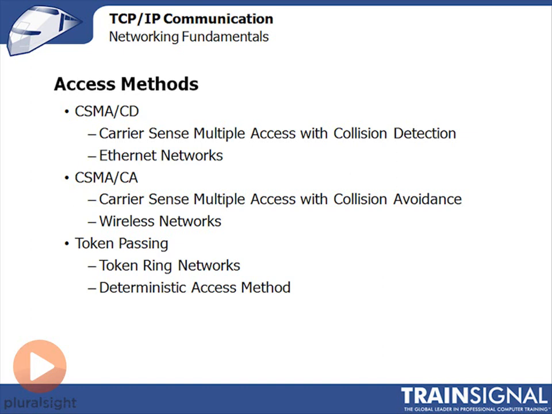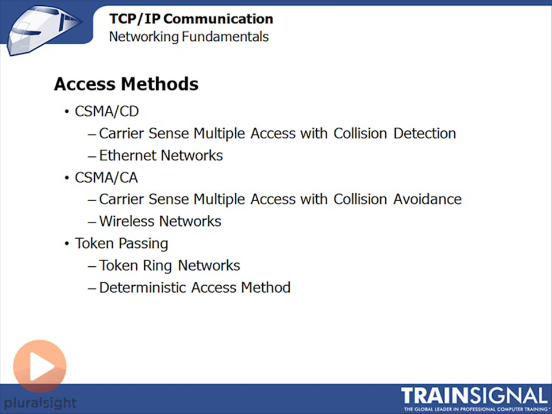Now we have another access method which is similar to CSMA/CD, and that's called Carrier Sense Multiple Access with Collision Avoidance, CSMA/CA. Now, where would we see this in today's world? You'd see this in many wireless networks. So it still could be part of what many will refer to as kind of like an Ethernet network, but it's the wireless component of it.